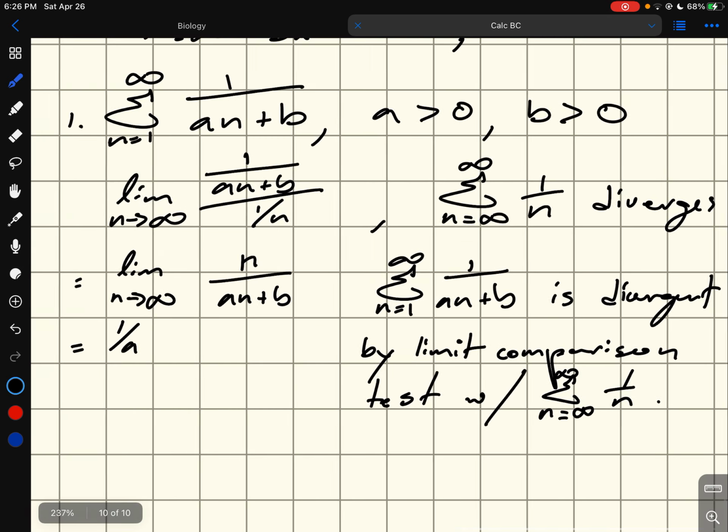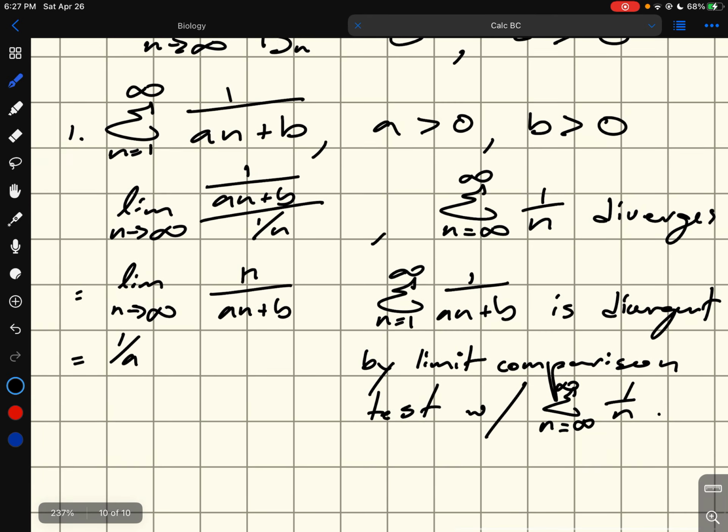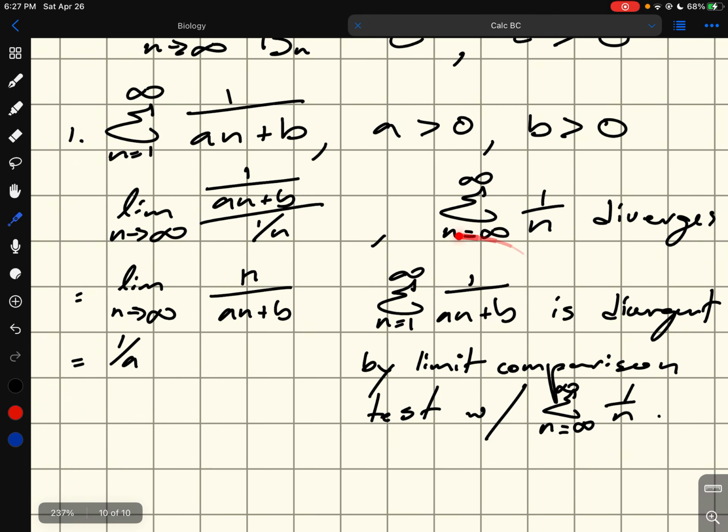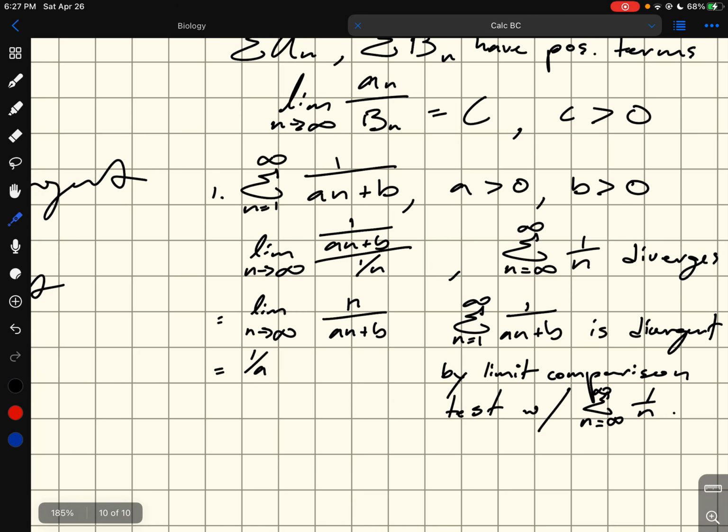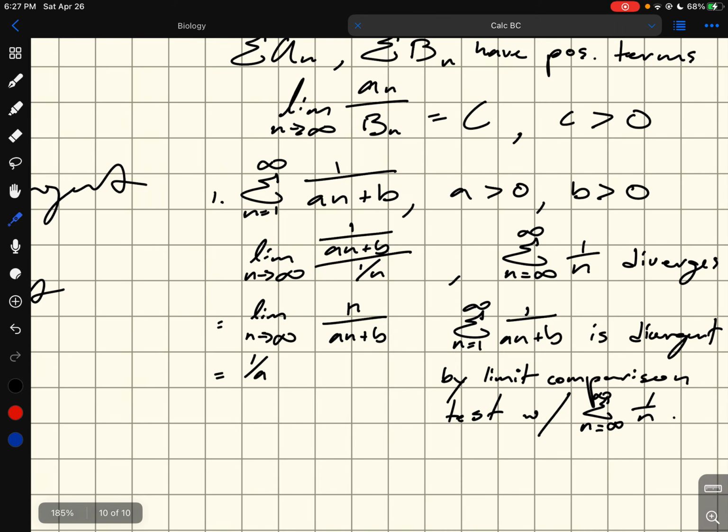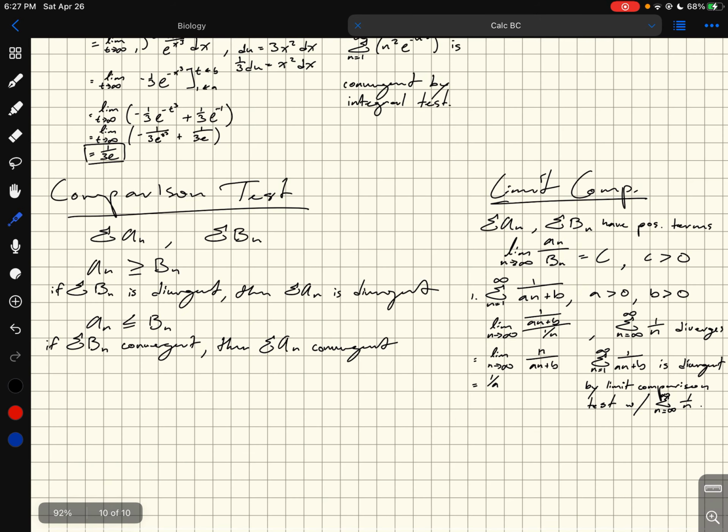Okay. So we know this one is divergent because this one is divergent. And when we compared them with a limit, we got a number. So that means they both have the same divergence or convergence. So that's the comparison test and limit comparison test. I'll do the other ones in another video.